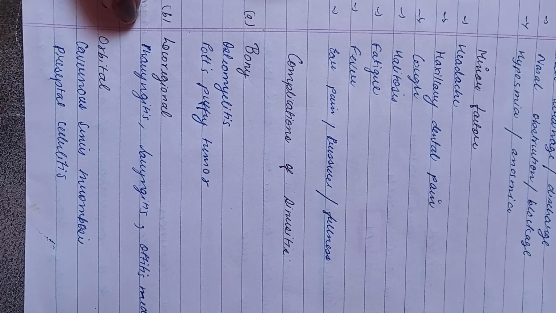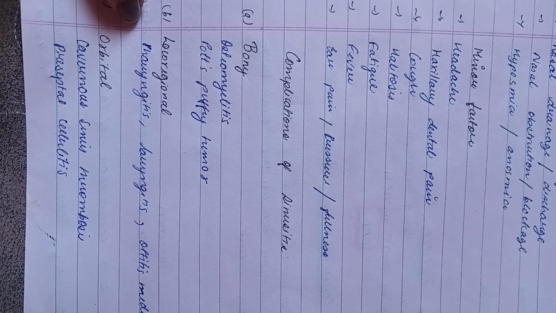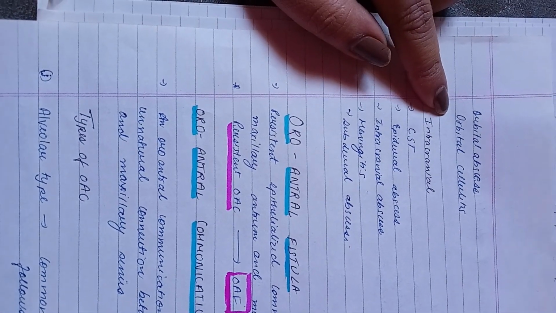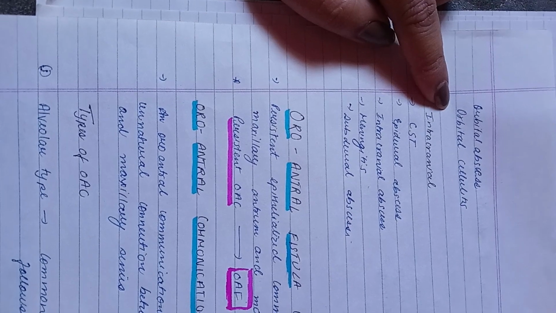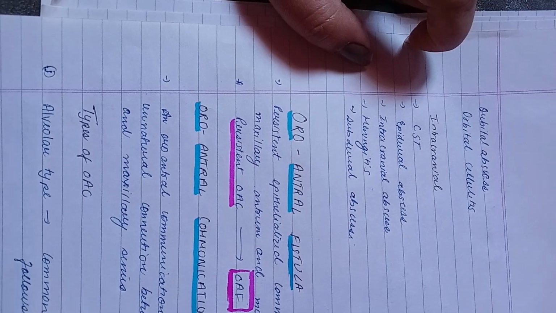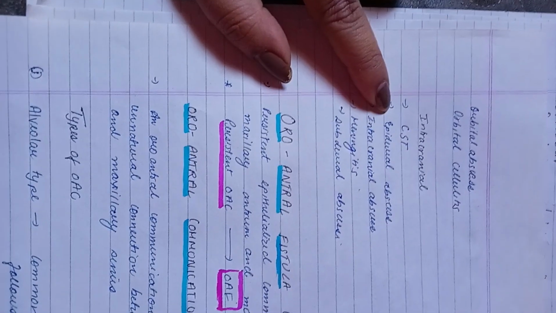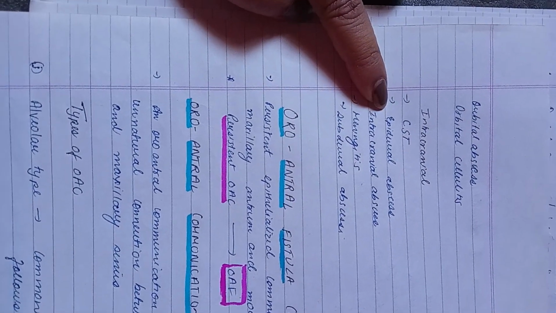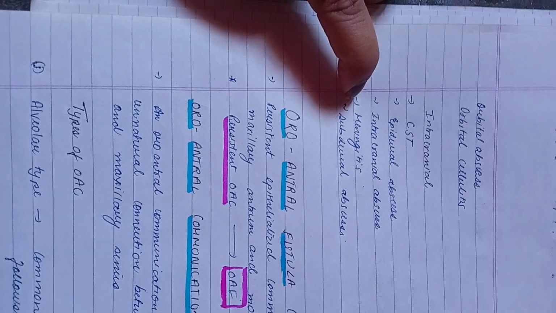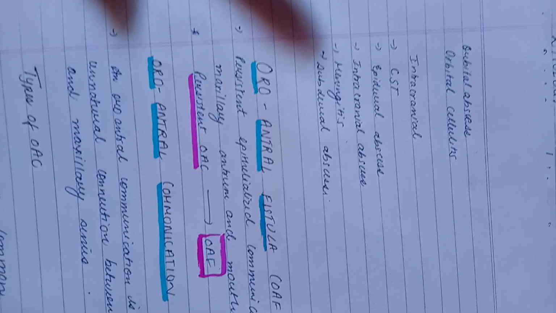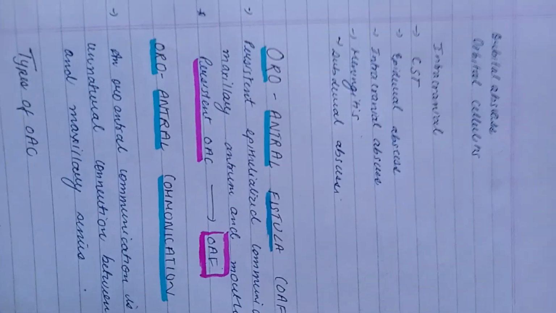Now orbital complication, which includes cavernous sinus thrombosis and preseptal cellulitis, orbital abscess or orbital cellulitis. These are the orbital complications. Now intracranial, same CST, that is cavernous sinus thrombosis, then epidural abscess, subdural abscess, intracranial abscess and meningitis. So these are the clinical presentation and complications of sinusitis.